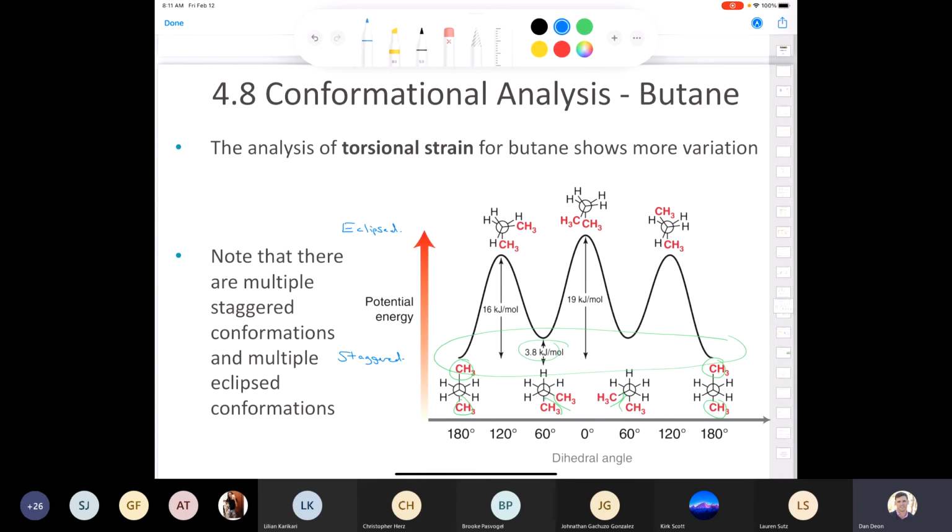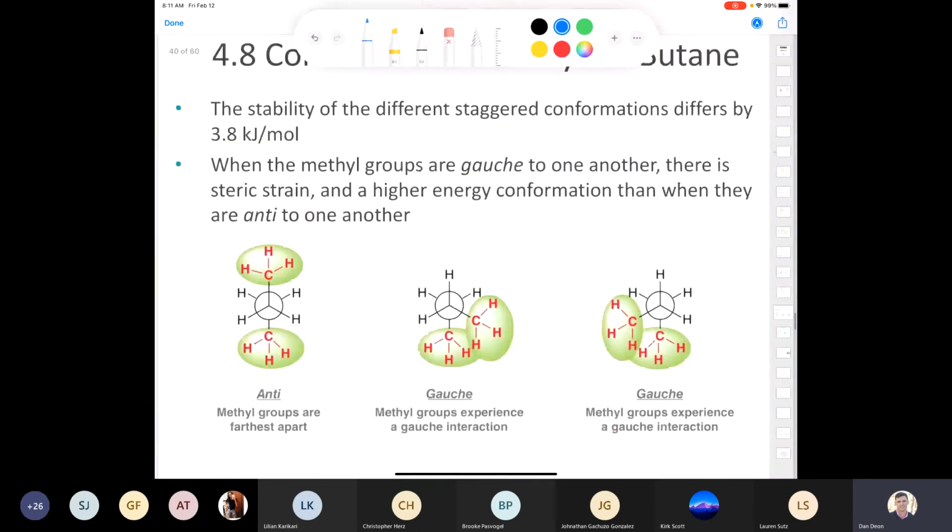If we look at the three eclipsed conformations, you can see the one where the two methyl groups are eclipsed next to each other. That's going to have a higher cost in energy as well. Okay, now getting back to some terminology, and we're going to start with the staggered conformations. When the two methyl groups are as far away from each other as possible, we call that an anti-conformation. Anti, the methyl groups are the furthest apart.